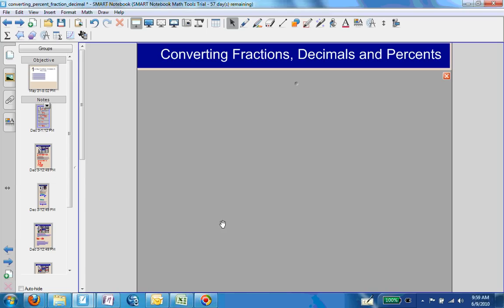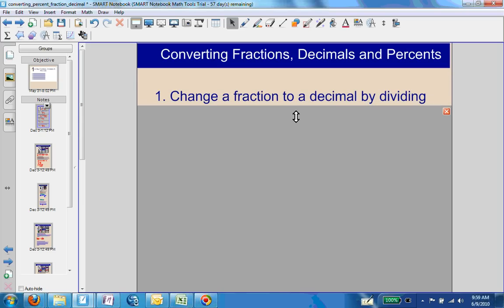In this section, we're going to be talking about converting fractions, decimals, and percents. Always a good review. We're going to start by doing some examples. Let's look at changing a fraction to a decimal.